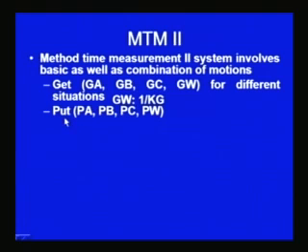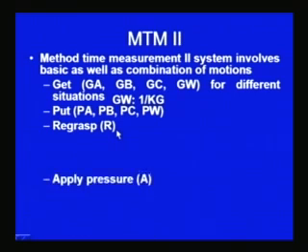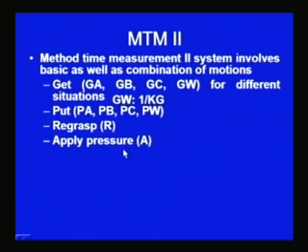Put is another basic motion. Depending upon the degree of difficulty in putting things, we categorize PA, PB, PC, and PW is for putting a weight. Regrasp is about changing the position of the grasp of the hand on the object and is represented by R, and apply pressure is about exerting force on the object through the hand, indicated by A.